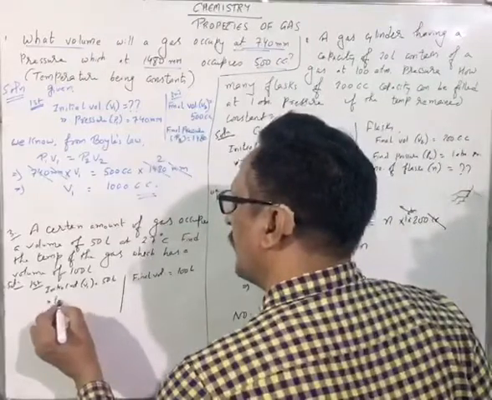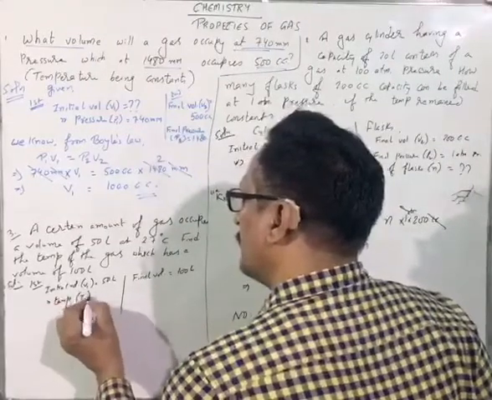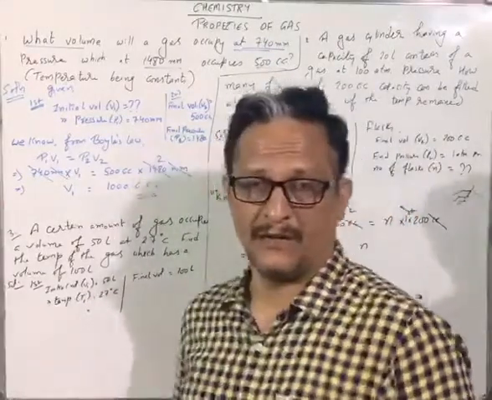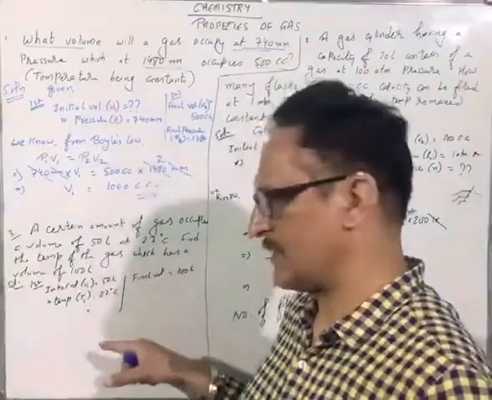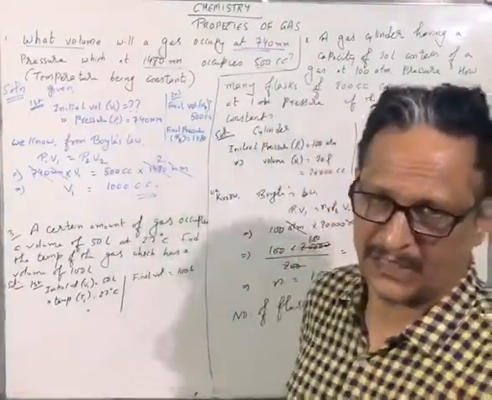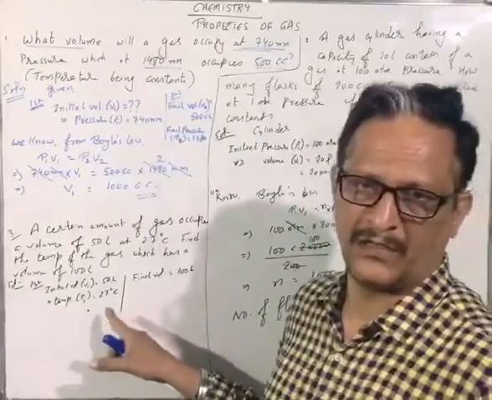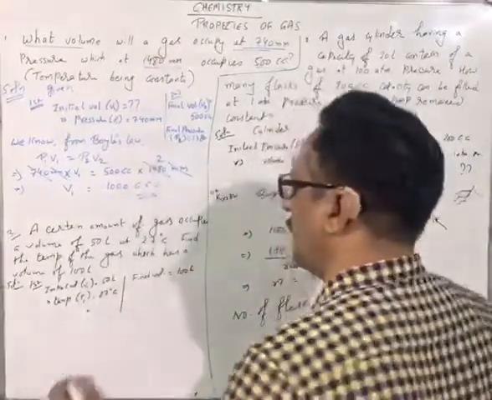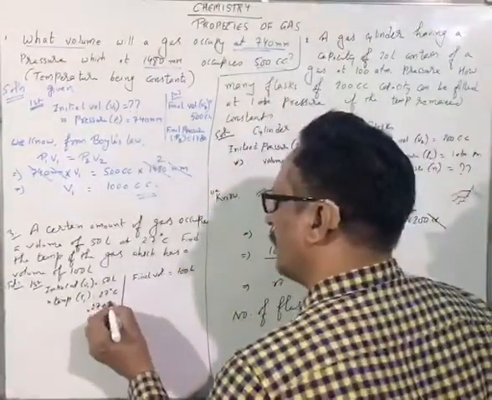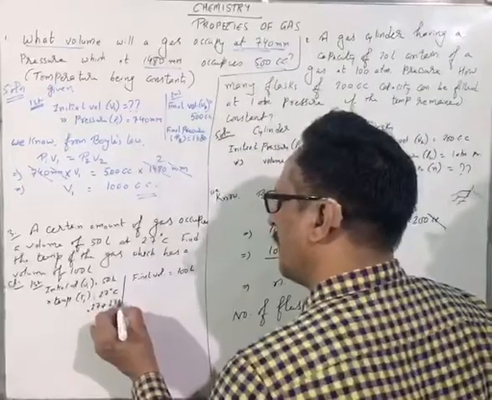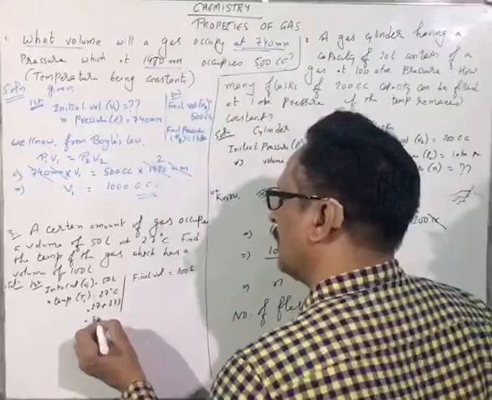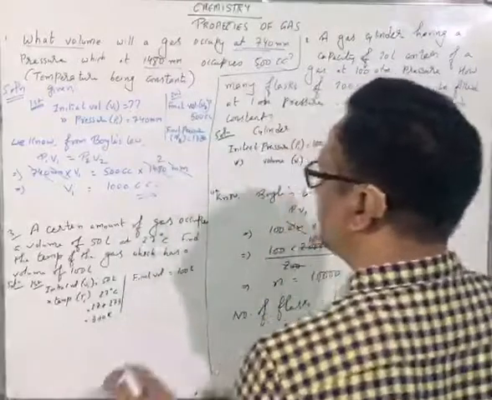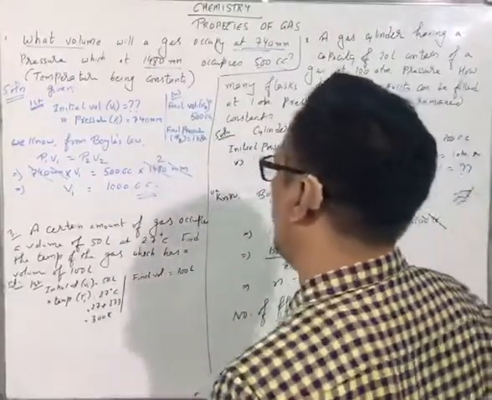And here the initial temperature, this means T1 is 27 degrees Celsius. And you must keep in mind that in case of the properties of gases, I mean Boyle's law or Charles' law or gas equation, you must convert the degree Celsius into Kelvin, okay. How? By adding 273, okay. So we have to add 273 to 27, and you get 300 Kelvin, okay.